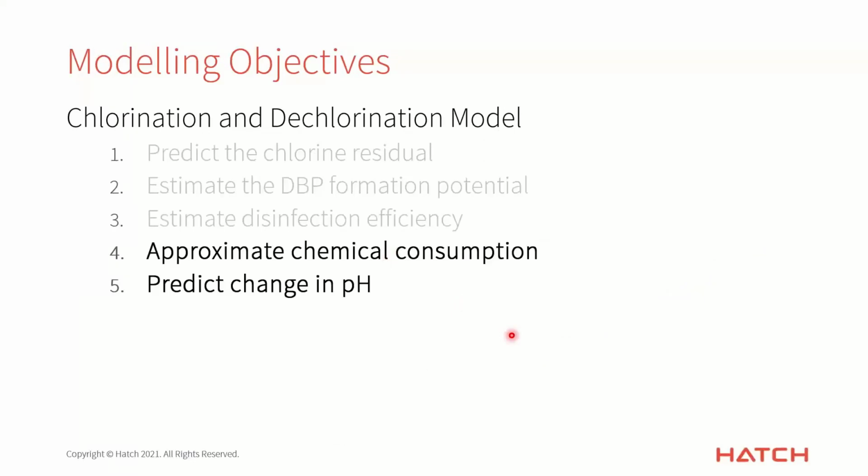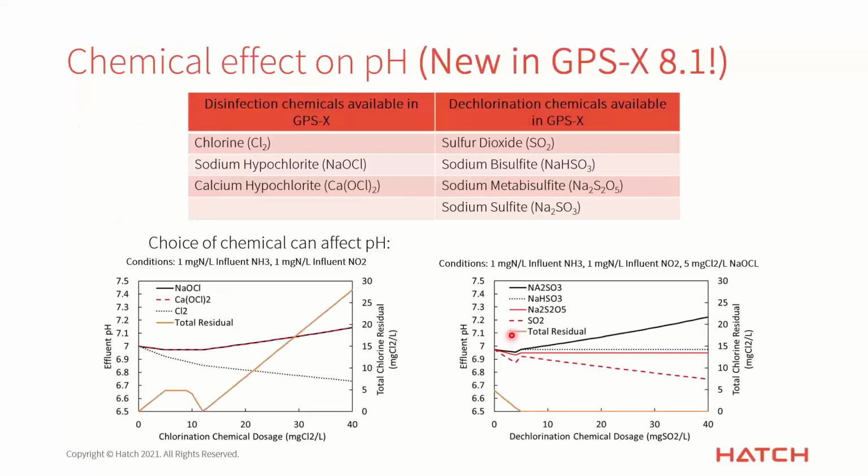Okay, I'm finally going to get to the last two points of our modeling objectives here, the chemical consumption and the chemical effect on pH. I'm going to start with the chemical effect on pH. This is also a new aspect in the model in GPS-X 8.1. We have previously had a pH estimation function for a while now, but now we've actually connected our disinfection model to it, so you can see how the different disinfection and dechlorination processes affect the pH.